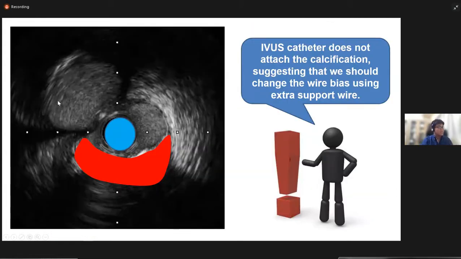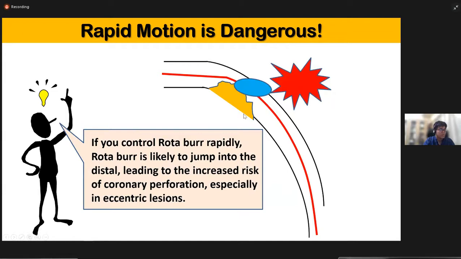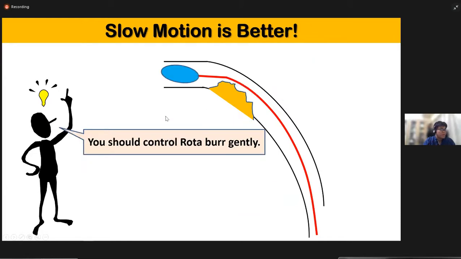Looking at this IVUS cross-section image, the IVUS catheter does not attach to the calcium. So we should change the wire bias using an extra support wire, like this. Also, if you control the rotor burr rapidly, the burr is likely to jump into the distal, leading to the risk of coronary perforation, especially in an eccentric lesion like this case. So you should control the rotor burr gently. Slow motion is better.